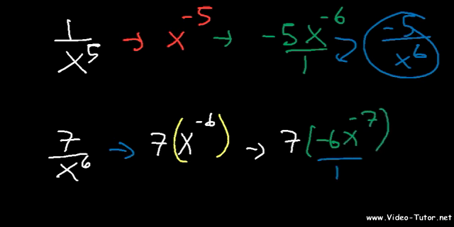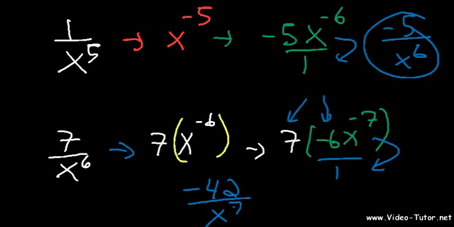Now, move the x to the bottom and multiply these two numbers. 7 times negative 6 is negative 42, divided by x to the 7. That's the answer for that one.